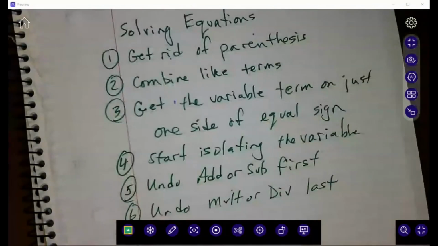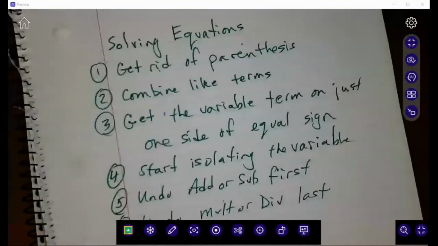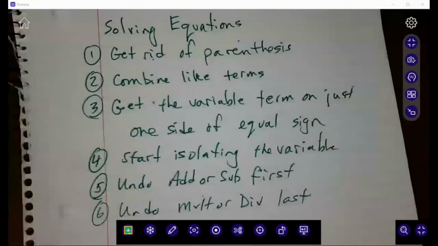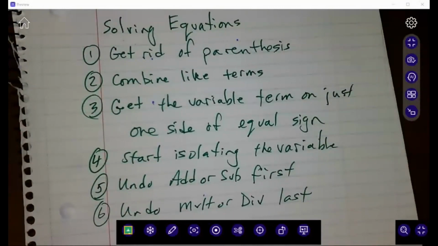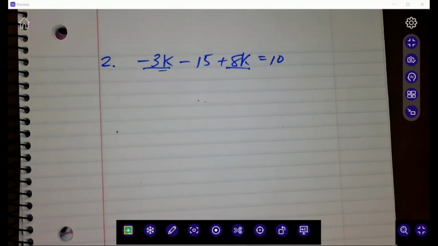All right, so first thing we need to look at is, do we have any parentheses? No, we don't. Do we have any terms that can be combined together? Any variables that we can put together? Any constants we can put together? The answer here is yes. I've got a k term here, and I have a k term here. I can't have multiple variables. We've got to have one variable term, and that's it.